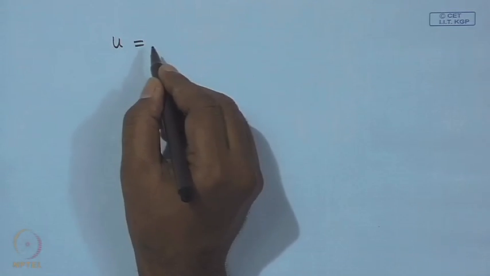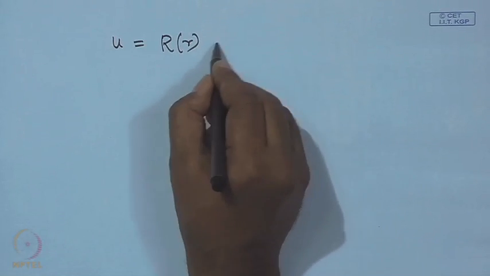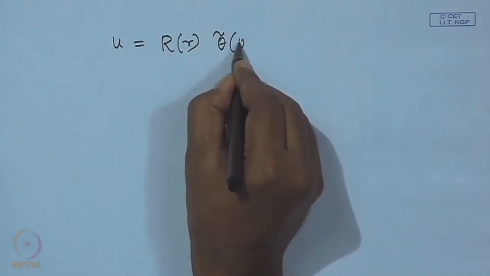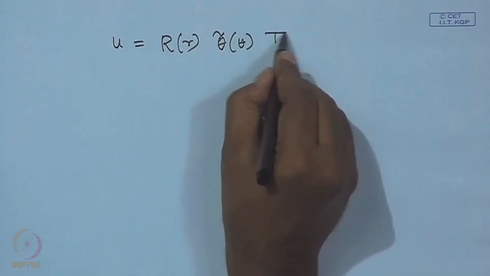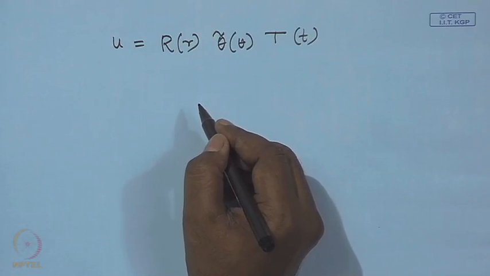So, since the operator is a linear operator, we can assume that the solution will be constituted by three functions. Each of them will be independent, each of them will be a sole function of the independent variable. So, let us assume that u is constituted of a product of three terms: R, a function of r; theta hat, a function of theta only; and T, a function of time only.